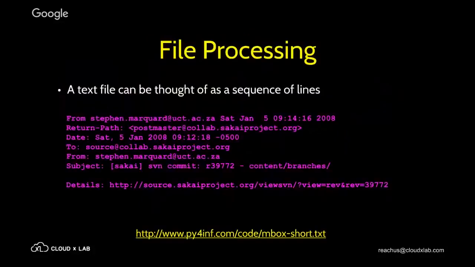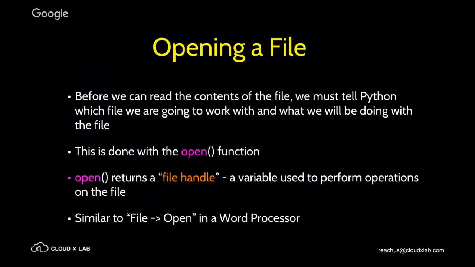Okay, so a text file can be thought of as a sequence of lines. This is an example of a text file, and even the code that we are saving is actually a text file. So you can open a file using the open method.